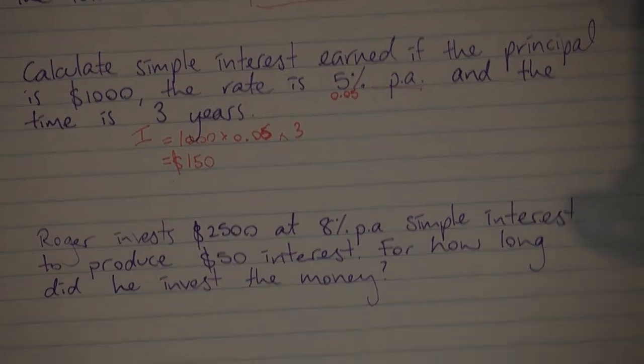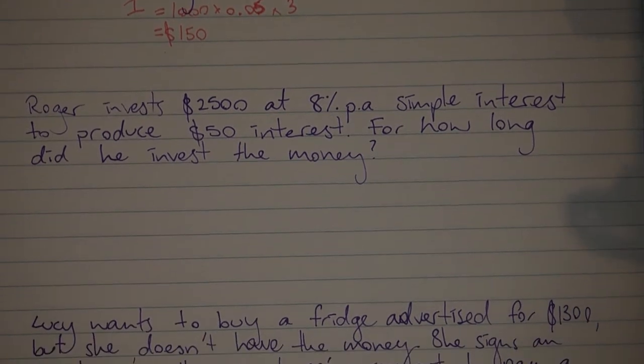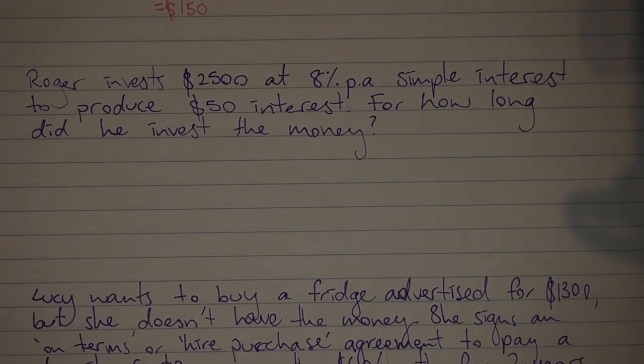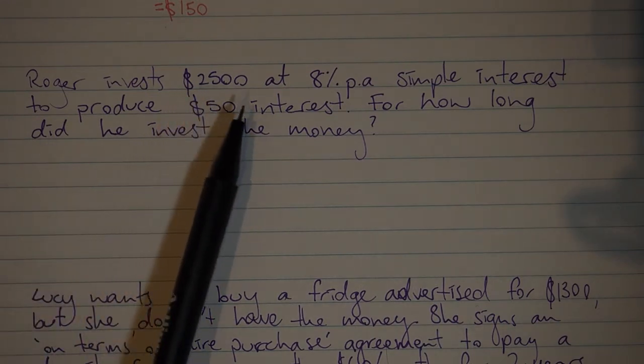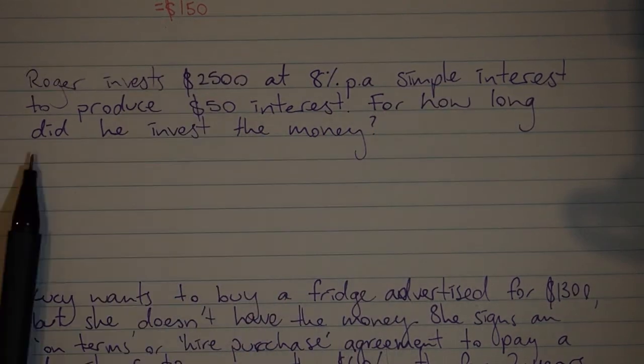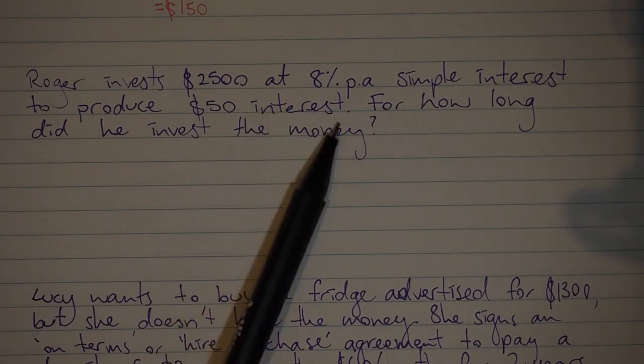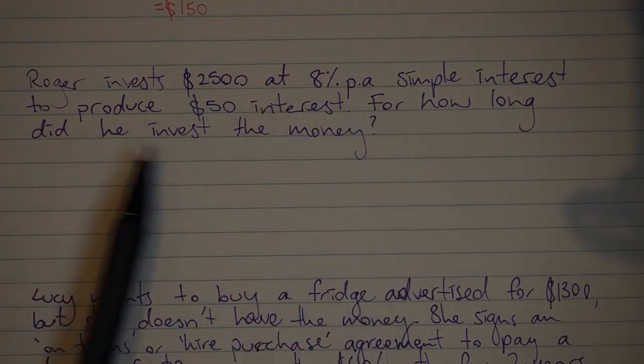Okay, now it can get slightly more complex when we may be given the interest, and we may need to find one of the other variables. So it's just a matter of still using that formula, but rearranging then to find our unknown value. So Roger invests $2,500 at 8% per annum simple interest to produce $50 interest. For how long did he invest the money?